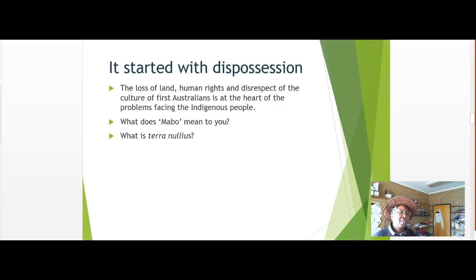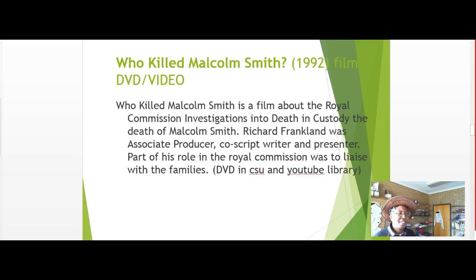contrary to what the law at the time stated, that when the white people arrived in Australia, the people were just wild, like animals, and therefore the land was not owned. Hence the Latin phrase terra nullius. Terra nullius means it's unoccupied land. Therefore anyone could come in and grab whatever portion they wanted, either for themselves or for the queen.